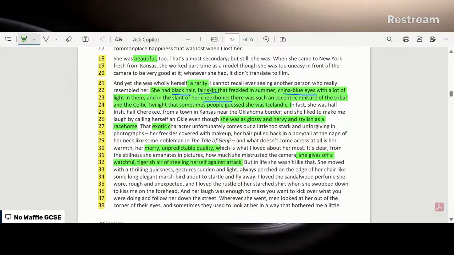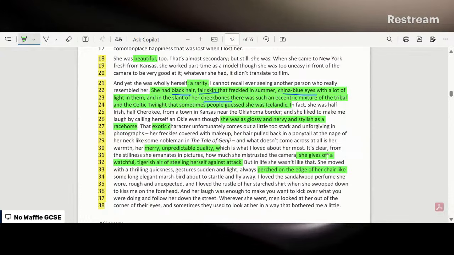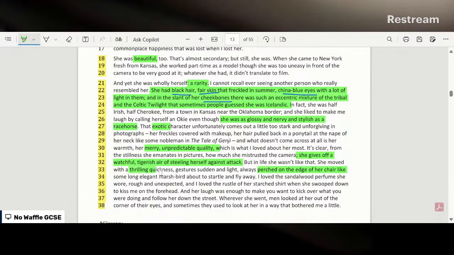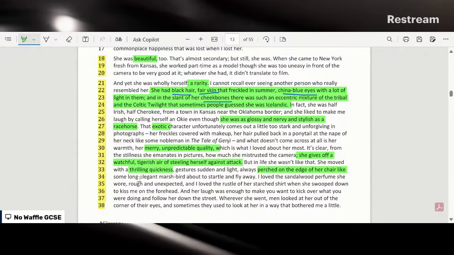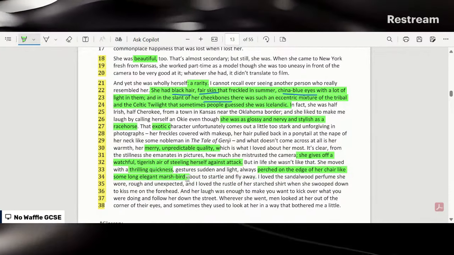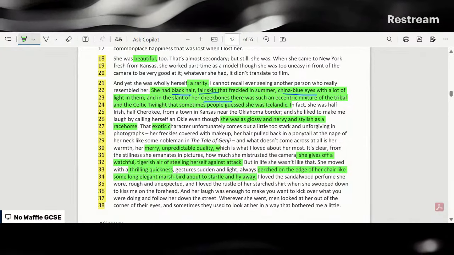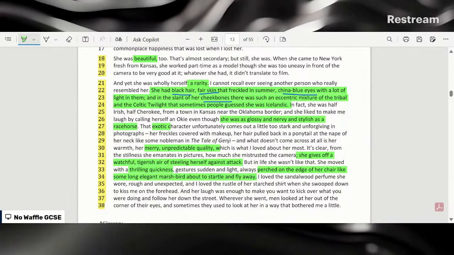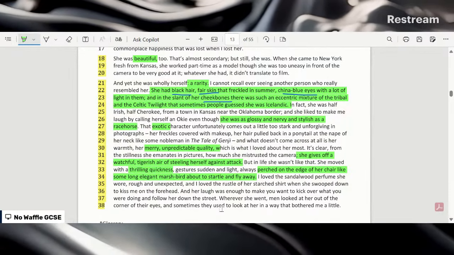Perched on the edge of her chair. Again, sorry to skip that. But in life, she wasn't like that. She moved with a thrilling quickness, gestures sudden and light, always perched on the edge of her chair, like some long, elegant marsh bird about to startle and fly away. Then you've got a simile here. So animalistic imagery there.